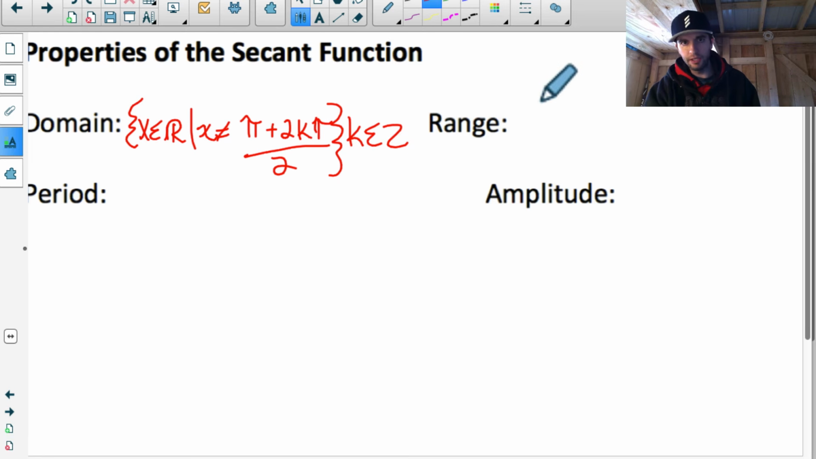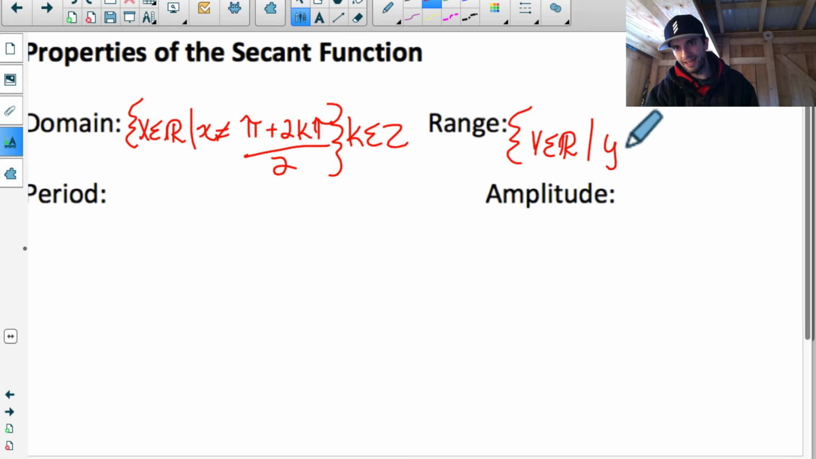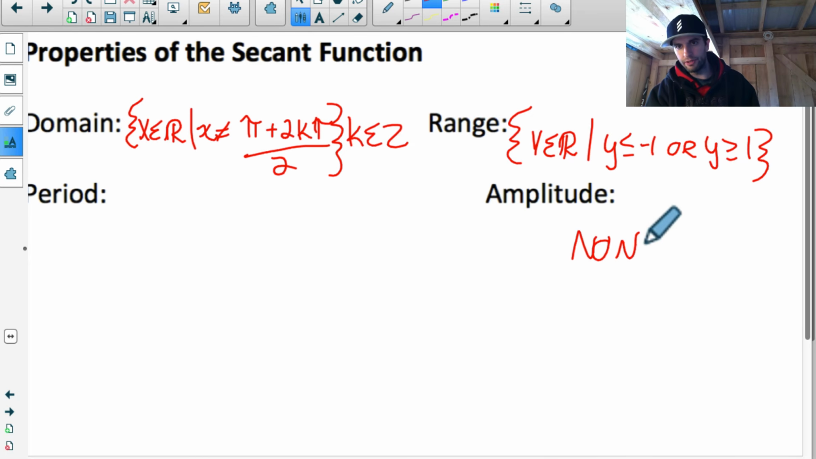The range, it's the same as the cosecant range. So y can be anything, but it has to be either less than or equal to negative 1 or greater than or equal to 1. Amplitude, none, because there is no max or min value. Period of the function, how long does it take to do one full cycle? It was 2 pi radians.